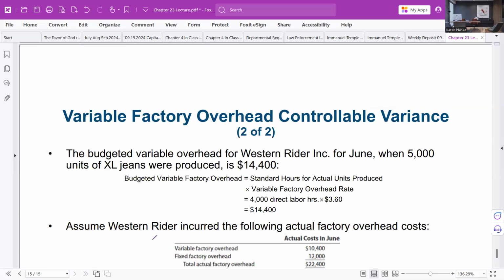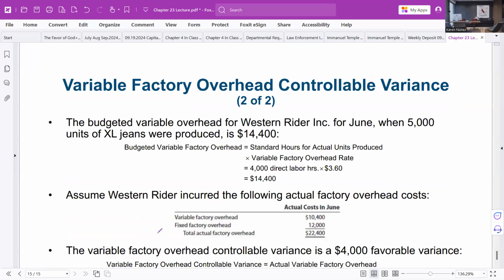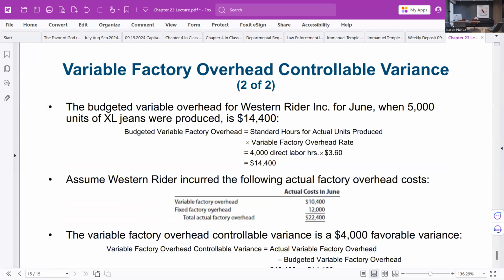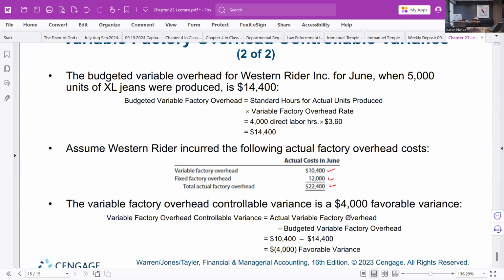So in the example that I have for you here, we have the budgeted overhead. It's the standard hours at that standard rate. It's 14,400. That's our budgeted overhead, 14,400. And the two components of the overhead are listed here. The actual, that's what they actually spent. That's the variable component that they actually spent. That's the fixed component. That's total overhead. But again, our focus here is going to be on that variable component.